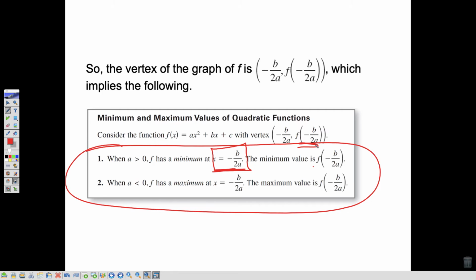Once I have the x of anything, how do I find the y? Switch the x and y. No, that's inverse. Just throw it back in. If I have an x value and I have a function, don't I just plug the x in to get the y? Yes. Negative b over 2a gives me the x of the vertex. If I want the y, how do I find it? Plug this into the function.